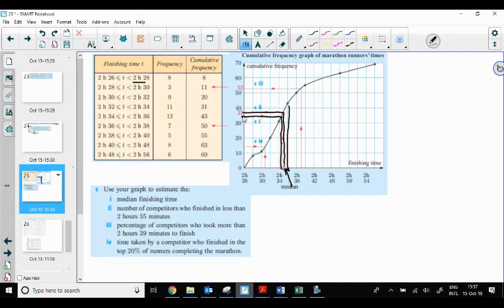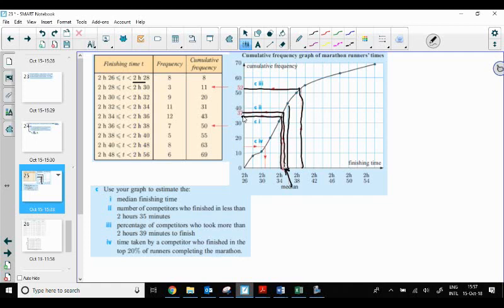The percentage of competitors taking more than 2 hours and 39 minutes to finish. So again, we find 2:39, which we're going to estimate here. Go up to the graph, go left. That gives an estimate of 52. So how many are left? Well, there's 17 left. So 17 out of 69 would be finishing more than 2 hours and 39 minutes. Whatever that is as a percentage, go for it.